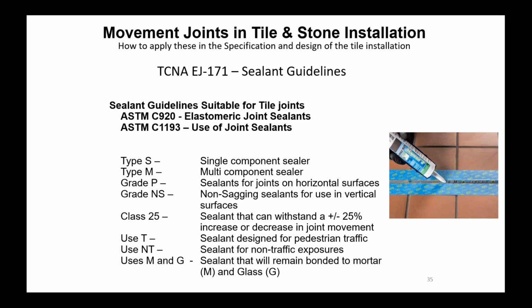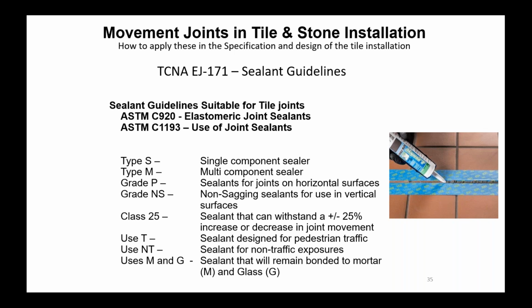Type S is a single component sealant. Type M is a multi-component sealant; some of them come in two parts. Grade P is for joints on a horizontal surface. Grade NS is for non-sag. Class 25 is for the amount of movement that can occur in expansion and contraction. In other words, if the joint width increases or decreases plus or minus 25%, that sealant can handle that.